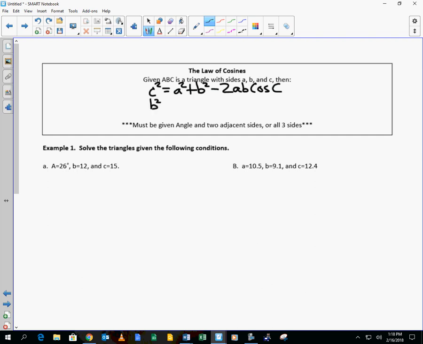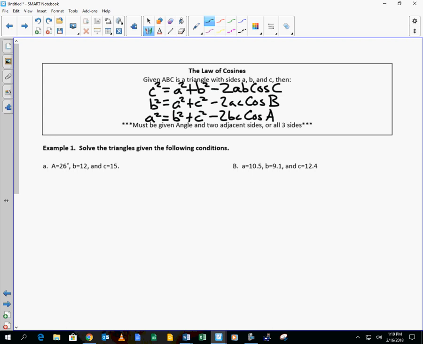So what if I have b squared? Then what follows? Good. AC, cosine of B. How about a squared equals minus 2 BC times cosine of A. Very good.